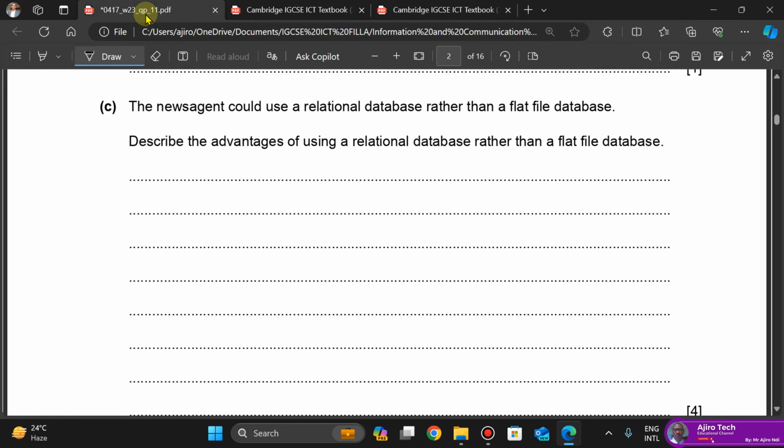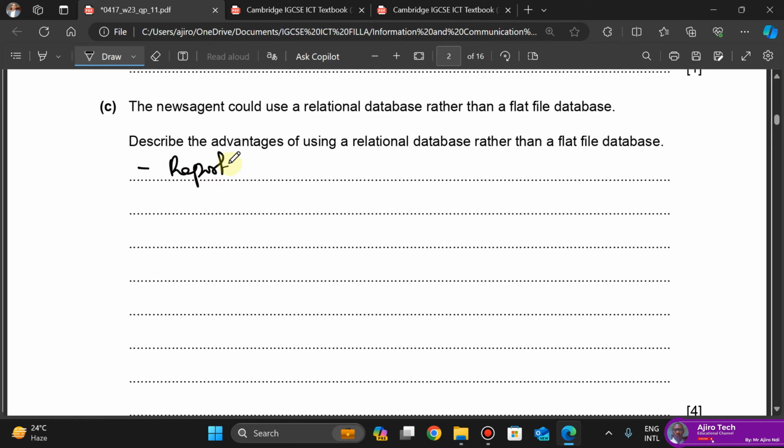So here I've described the advantages. There's no need for me to specify advantage or disadvantage. So let's talk about the advantage of using a relational database rather than a flat file. It's still the same thing. One, reports can be created with a relational database. That is not possible with a flat file database. We're talking about a relational database, databases that are linked together. So reports can be created using tables. So that's one.